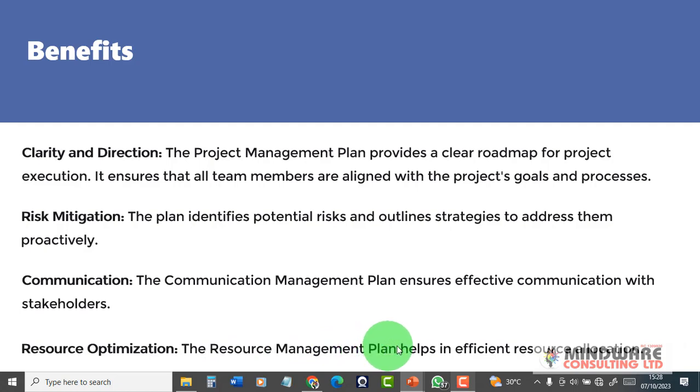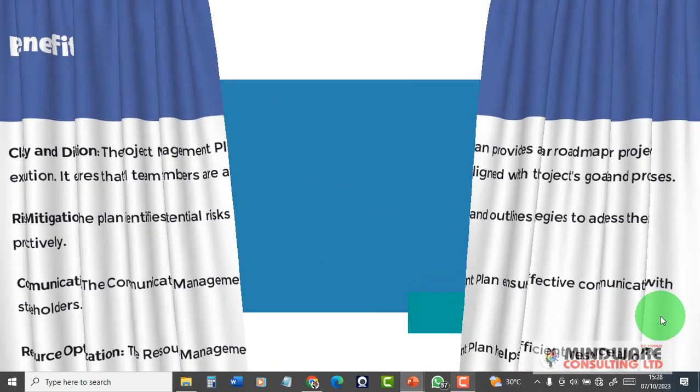All right, and of course this one helps in efficient resource allocation of money, allocation of personnel, materials, and what have you. So that is what this resource optimization does for us. So these are the benefits that you derive from the project management plan. So let's move on.